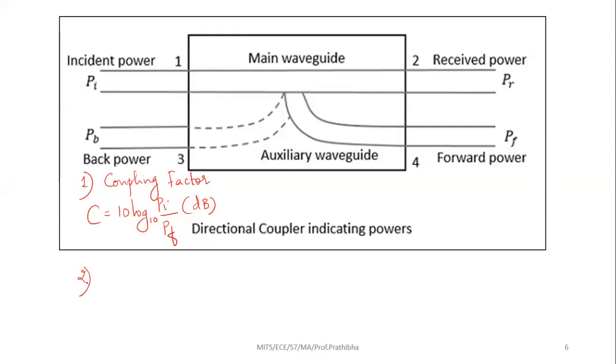The second term that we must know here is called directivity. These terms are very important with regard to the directional coupler. Directivity is given by the formula 10 log to the base of 10 Pf upon Pb in dB. It is a ratio of the forward power to the backward power. So it is a measure of how well the directional coupler distinguishes between PF and PB, that is, how much of it is forward and how much of it is backward. Coupling factor and directivity are two terms that you should know.